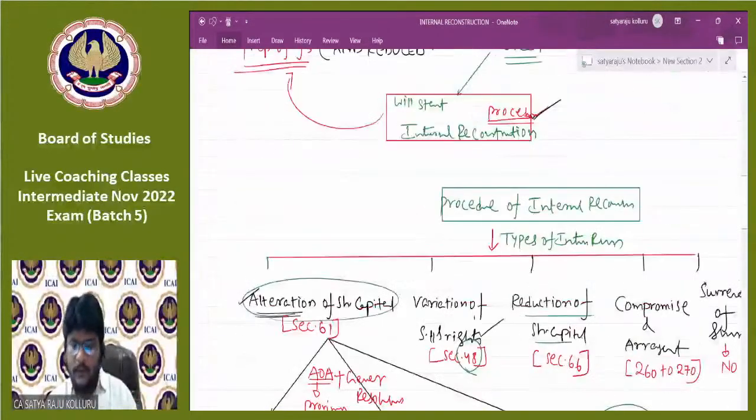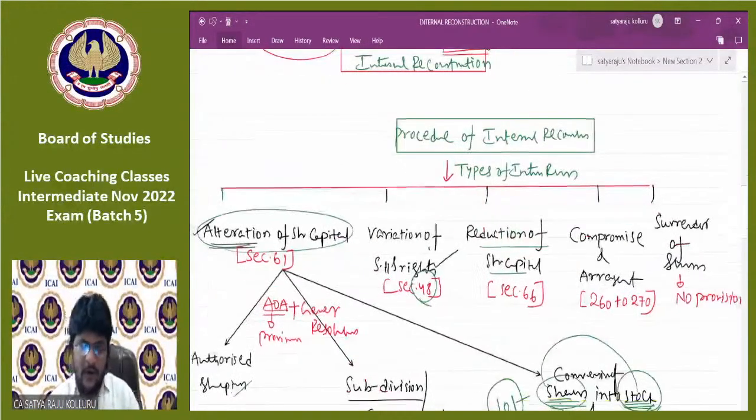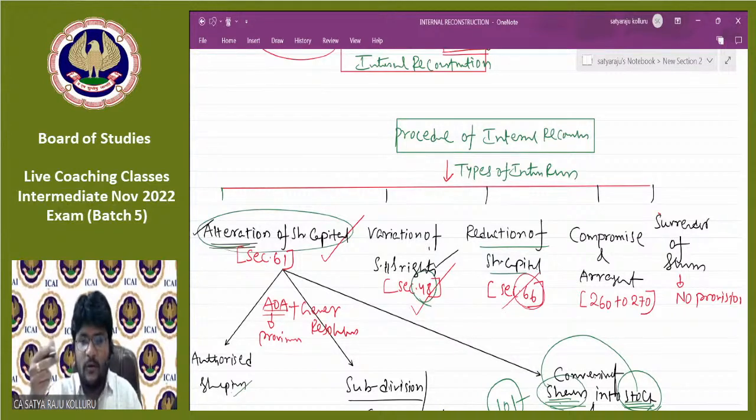We are in the process of internal reconstruction, out of which alteration of share capital we discussed, variation of shareholders' rights we discussed, reduction of share capital just now I completed, out of which the sacrifice made by the shareholders concept is important, and the common assumption also I told you: unless otherwise mentioned, we can simply assume that there is a reduction in paid up value as well as face value.